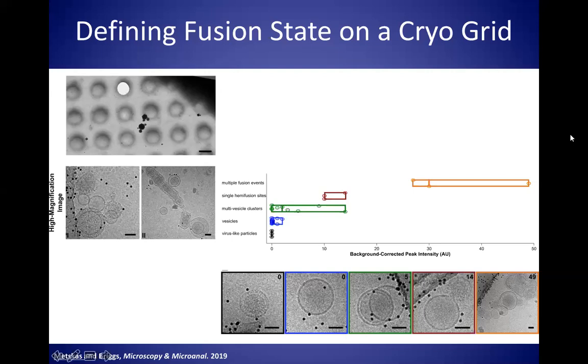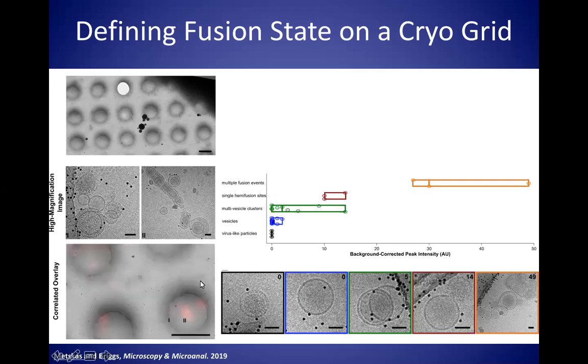And so I can go to a grid square where I don't know what's going on. I can take high magnification images, calculate the cryo-CLEM overlay, find the fluorescence intensity at the different position where I took my micrograph, and use that to classify what I was seeing. So I can say with certainty, this was an adhesion reaction, this was a fusion or hemifusion reaction. And so I'm using the fluorescence to actually do a functional classification on the grid.